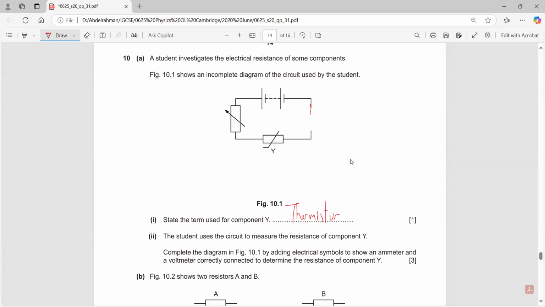So the ammeter would be in series. The ammeter has to be in this position, and the voltmeter has to be parallel to Y. Can I draw it above Y? Yes, you can draw it above Y.